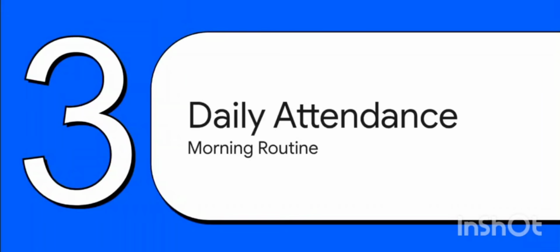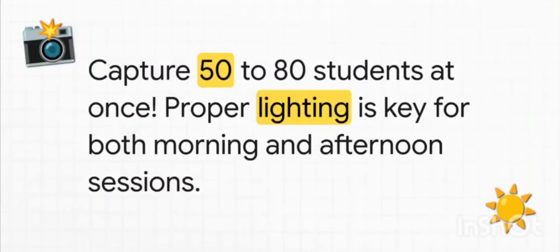Now let's jump into Section 3, taking daily attendance. We're moving from that one-time registration straight into your actual daily classroom routine. This is where the app truly flexes its processing power. You do not have to scan 80 kids one by one. You can actually capture between 50 to 80 students all at once. The absolute key here, though, is ensuring proper lighting on their faces. Whether you're doing the morning capture or the afternoon session, if the kids are properly seated in a well-lit room, the AI can literally process the entire classroom in just one click. It's incredibly efficient when everything is set up right.